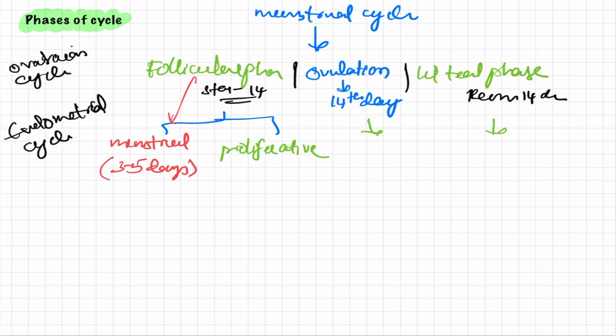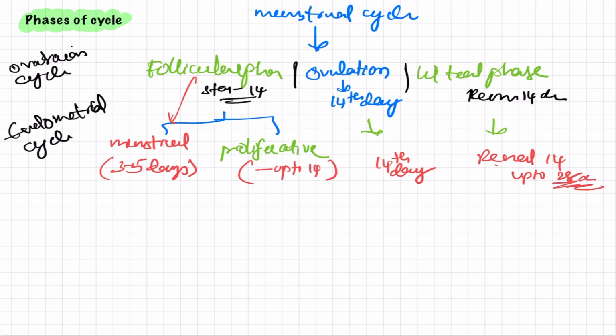Okay? So the remaining days up to the 14th all come under the proliferative phase, but the 14th day is the day of ovulation, and the remaining 14 days up to 28 days come under the luteal phase. Now let us write the timeline, so that you can understand in depth as well. Let us write first 14 days, next 1 day, and then next 14 days.